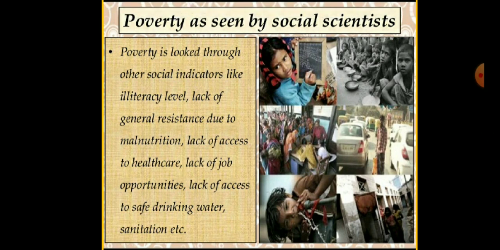How is poverty seen by the social scientists? Poverty is looked at through other social indicators like illiteracy level, lack of general resistance due to malnutrition, lack of access to healthcare, lack of job opportunities, lack of access to safe drinking water, and sanitation. So these are some of the indicators of poverty.